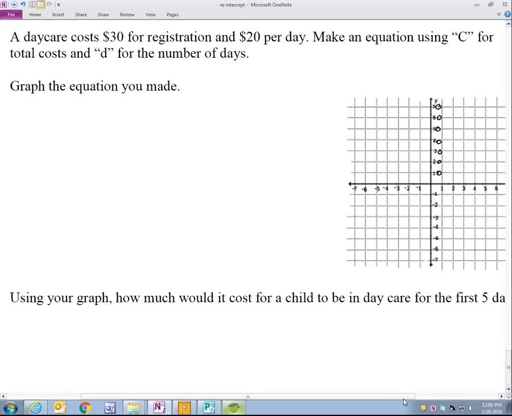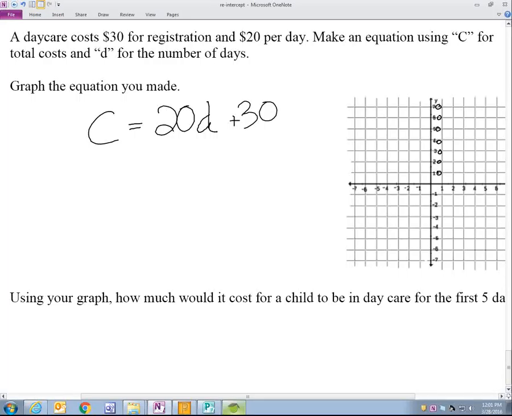All right. A daycare costs $30 for registration and $20 per day. Make an equation using C for the total cost and D for the number of days. So C is equal to, I have 30. Now, can I avoid paying that 30? No. So it's going to be plus 30 no matter what. That's the constant. Then we have $20 per day. Whenever you see per, it's going to be multiplication. So I have 20D. So that's 20 per day. So that's the equation for it.